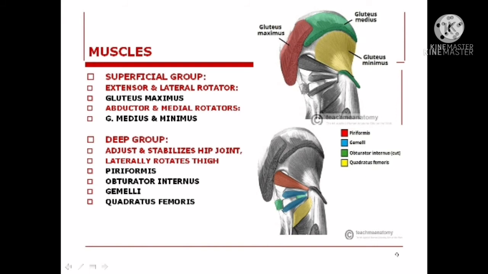The deep group adjusts and stabilizes the hip joint, and laterally rotates the thigh. These are the piriformis, the obturator internus, the gemelli, which are two, the gemelli superior and the gemelli inferior, and the quadratus femoris muscle.